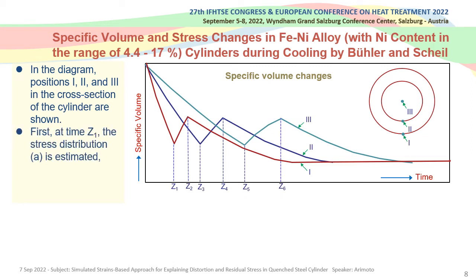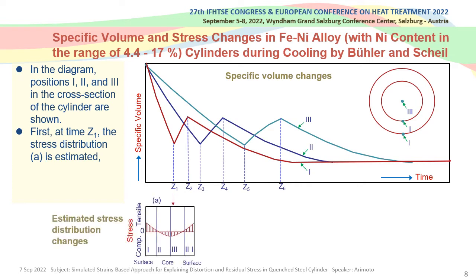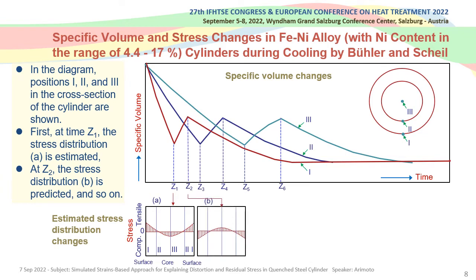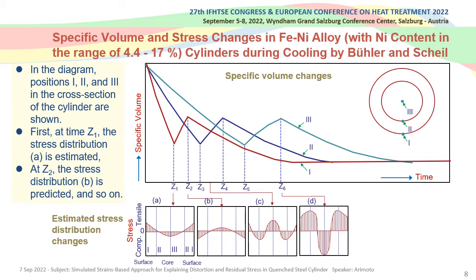Distribution A was estimated at time Z1, when martensitic transformation begins at position 1. At Z2, distribution B occurs when the transformation ends. The distribution C was estimated to occur at the midpoint between Z3 and Z4. At Z6, distribution D is generated, and stress distribution E is generated when the whole material cools down.